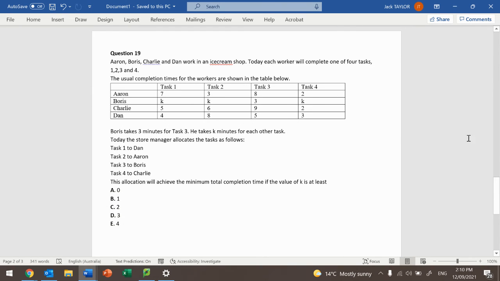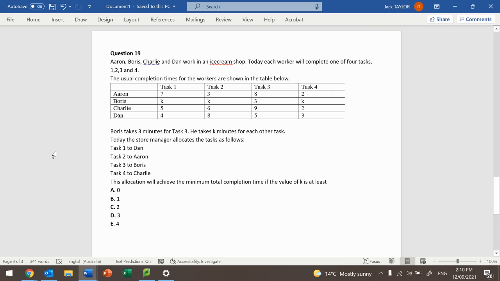All right, and then 19 from multi-choice. Aaron, Boris, Charlie, and Dan work in an ice cream shop. Today, each worker will complete one of 4 tasks, 1, 2, 3, and 4. The usual completion time for the workers is shown in the table below. Boris takes 3 minutes for task 3. He takes K minutes for each other task. All right, so task 1, 2, and 4, they're all taking the same time for Boris. We just don't know what that value is yet.